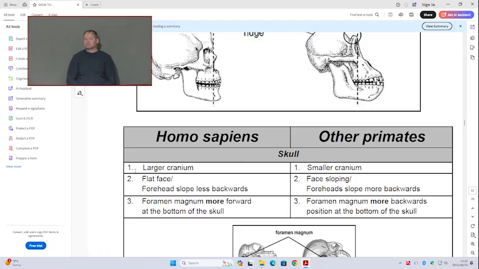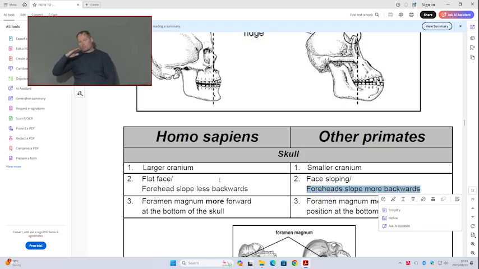Now, we also look at the second characteristic, which is different between us and the other primates, is that we have a flat face, and they have a sloping face. I would rather say you focus on the flat face and the sloping face. This one is challenging. Just go for sloping face or flat face.